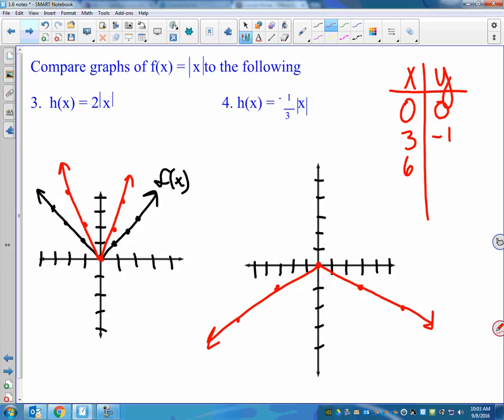Does the domain and range on this one change? Right. The domain's still -infinity to infinity, but the range now, instead of going up, is going down. So the range would be -infinity up to 0 on that.